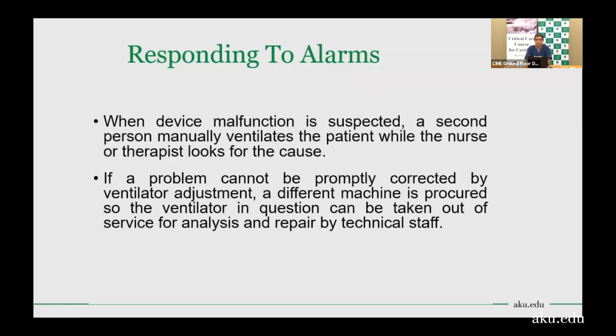So when a device malfunction is suspected, a call for help is given, and a second person should manually ventilate the patient while the person in charge looks at the cause. If the problem cannot be corrected and the ventilator cannot be adjusted, a different machine should be attached, and this machine should be labeled and sent to the technical staff or the biomedical staff, whichever is available, or whatever the system in your hospital is.